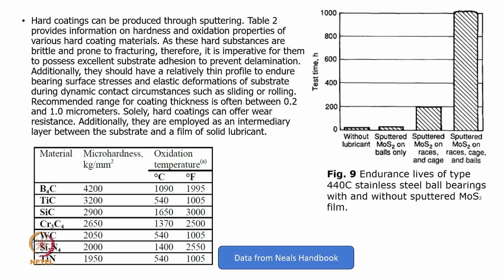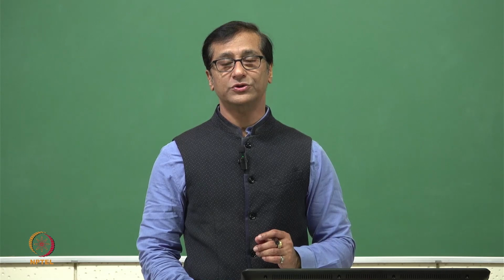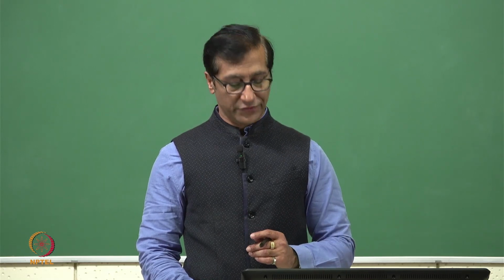Now this is a slide I'm again bringing up from Neale's handbook. The Neale handbook says there is a possibility of making hard coatings. Hard coatings are very common now; these coatings have been in the market for more than 30 years, and coating thicknesses are roughly 0.2 to 1 micron. You can see their hardness here is something like 4200. Not only this, their oxidation temperature is on a higher side. That means at high temperature they show low shear stress, and they can act as a lubricant also, or provide a lubricated surface.